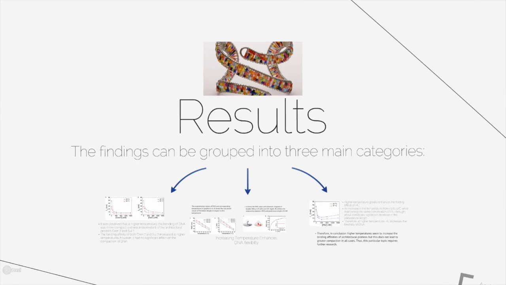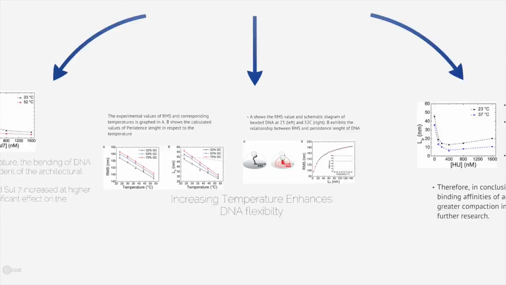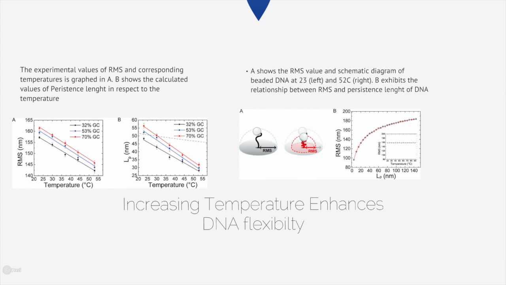There are three important findings of this experiment. First of all, the authors concluded that increasing temperature enhances DNA flexibility by significantly decreasing the persistence length. In the graph on the right, you can see the curve used to convert RMS values to persistence length. It also consists of a computer-built model of DNA at 23 degrees Celsius, shown in black, and 52 degrees Celsius, shown in red. As you can see, at 52 centigrade, DNA is able to bend more due to its increased flexibility, thus making it more compact.